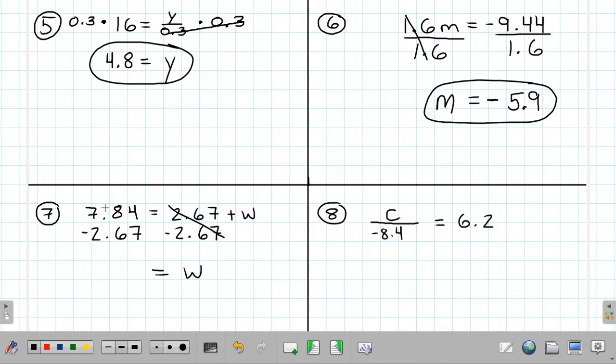And then this one might be a little bit easier, 7.84 minus 2.67. That would be 5.17. So that one may be a little bit easier for you to do in your head, especially maybe if you think about it in terms of money, like $7.84 minus $2.67, okay, if you want to think of it in terms of that.